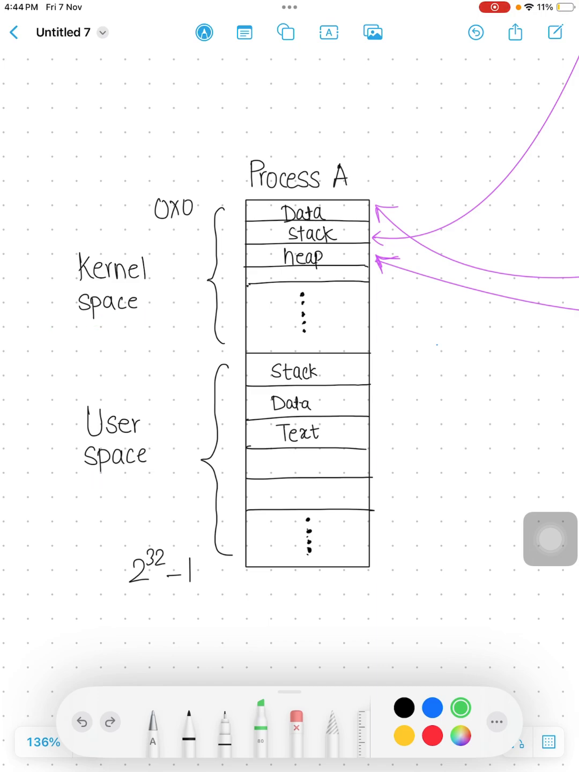Now the user space will be further divided into various regions, like it will store its own stack, its own data segment, its own text segment in this user space. Okay, and then there is this kernel space, which again will be having some other regions.